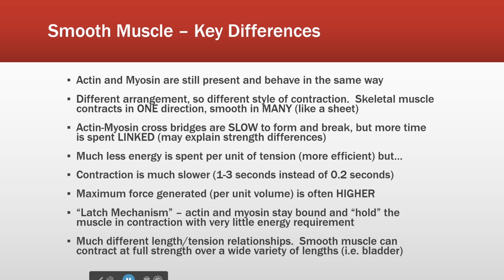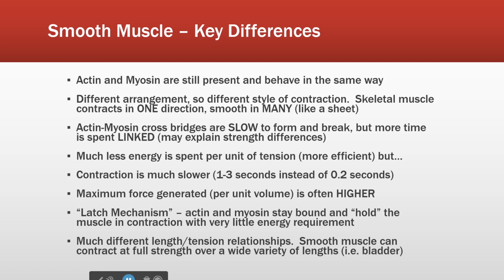The contraction is much slower. Okay, a skeletal muscle can contract in less than a second. Smooth muscle is going to take 1 to 3 seconds. So 5 to 15 times as long. Okay. There again, that's fine because smooth muscle is all about organ work, not about matching an environment. The maximum force per volume is generally higher than skeletal muscle.